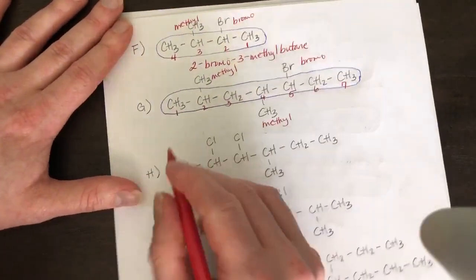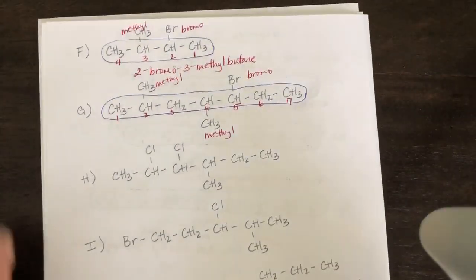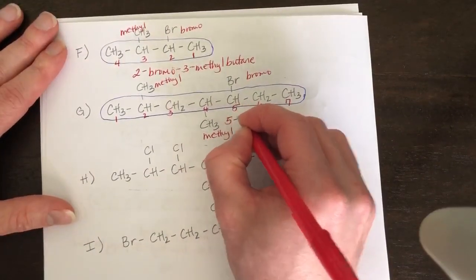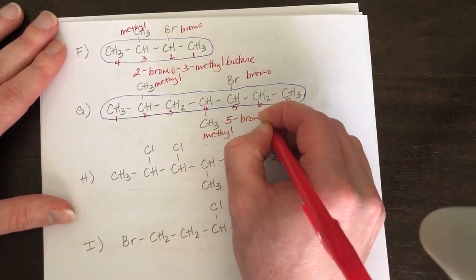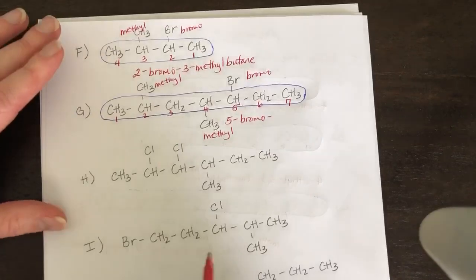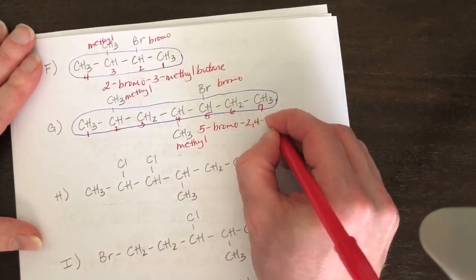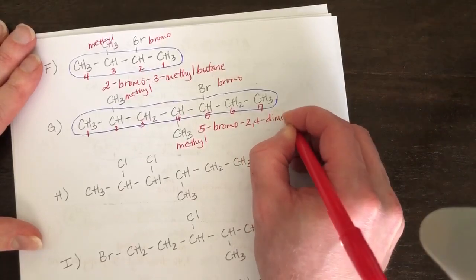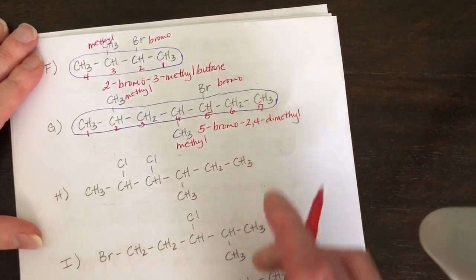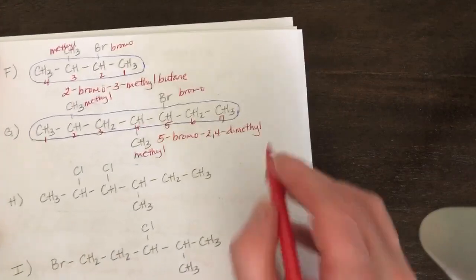So bromo comes first in alphabetical order. So this is going to be 5 bromo. And we got 2 methyls going on. So we got 2, 4 dimethyl. And our parent chain is 7 long, so it's heptane.